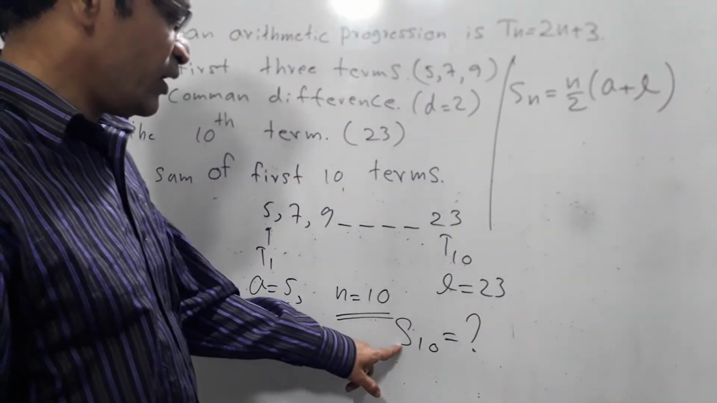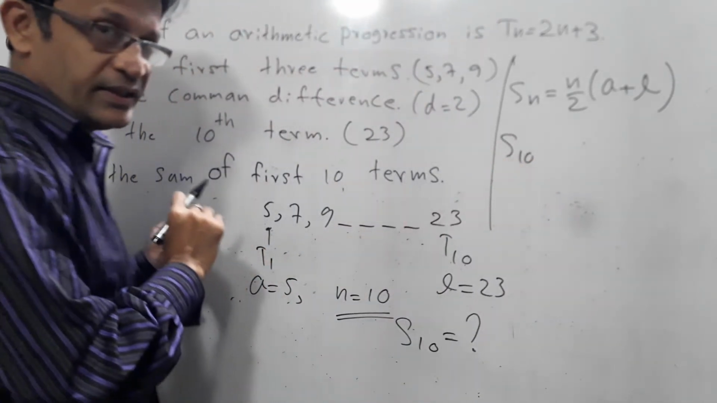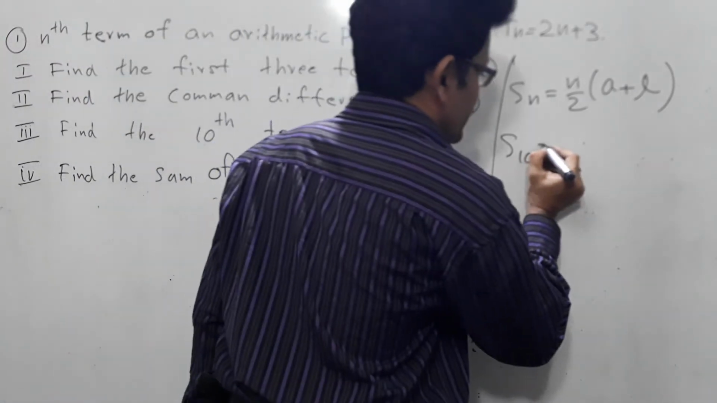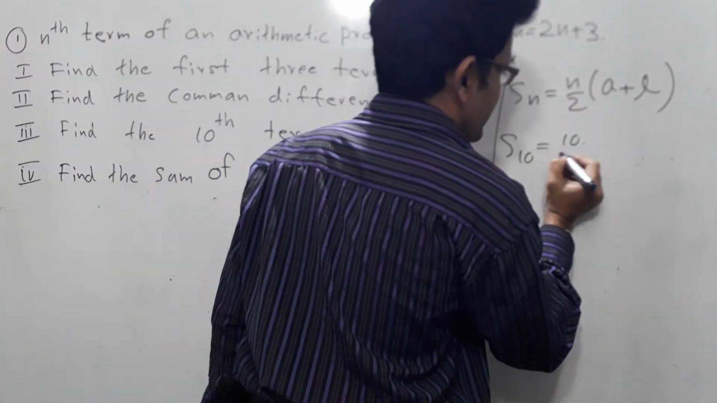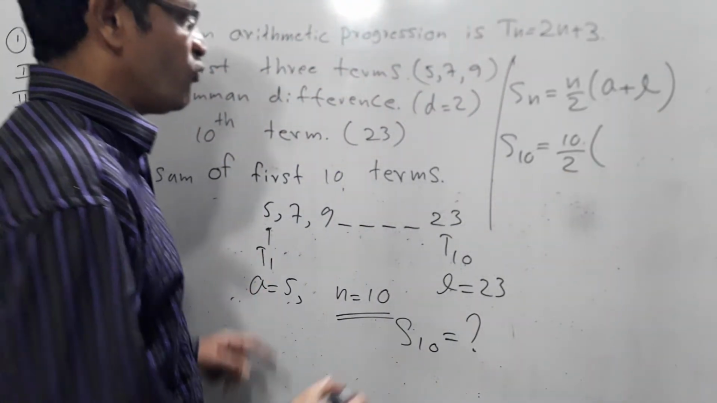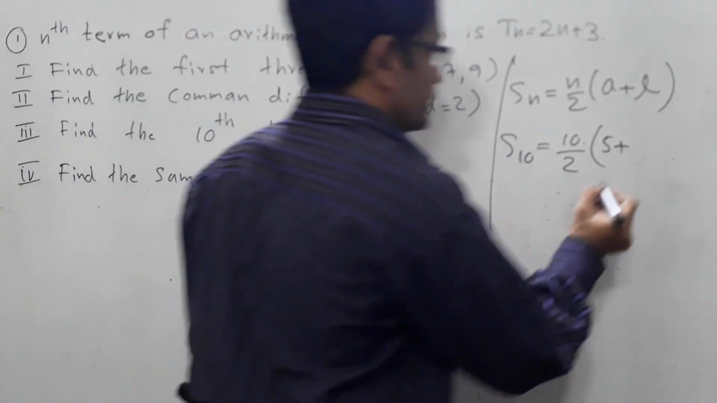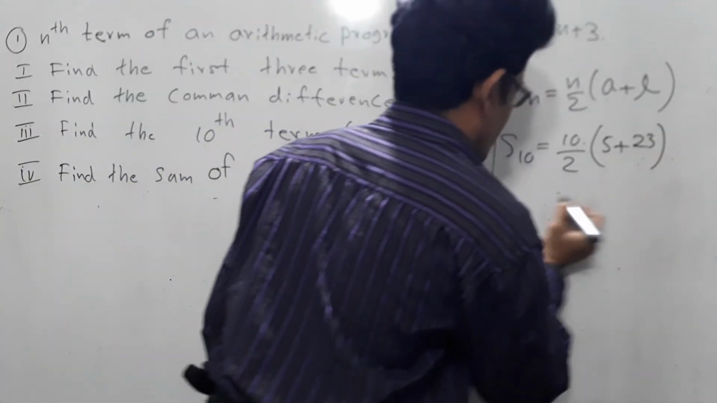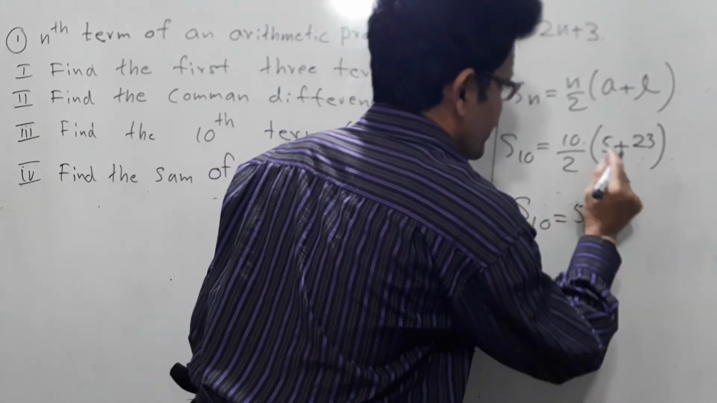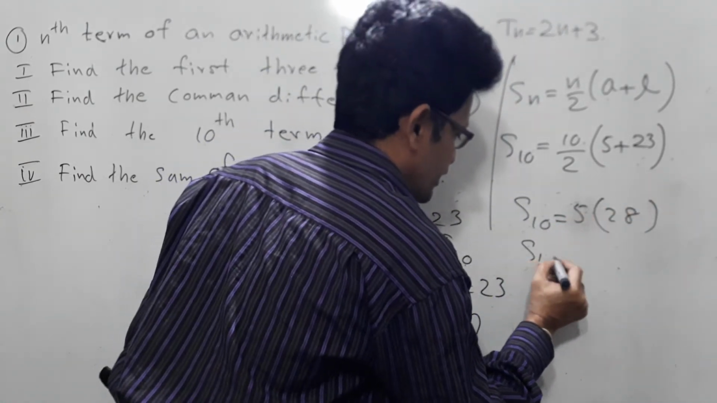So here we find S10, the sum of the first 10 terms, including the first term and the 10th term. The number of terms n equals 10, so 10 over 2, times (a plus l). A equals 5, and the last term L equals 23. Clear? Now S10 equals 10 over 2, which is 5, times 5 plus 23, which is 28. So 5 times 28.